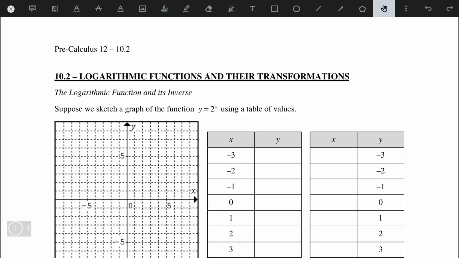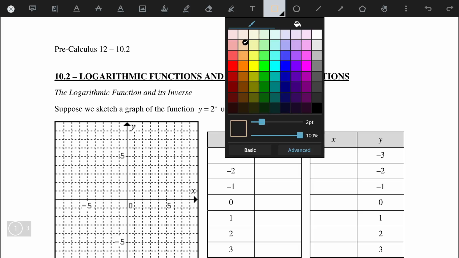Hello everyone. So today we're going to go over section 10.2, logarithmic functions and their transformations. Suppose we sketch the graph of y equals 2 to the x power and use a table of values.